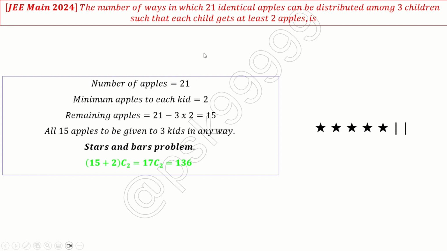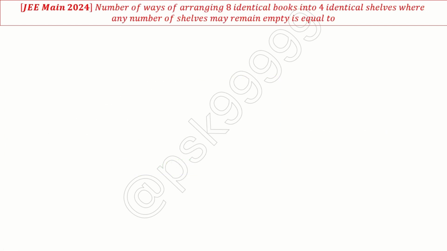Let's see the next problem. Number of ways of arranging 8 identical books into 4 identical shelves, where any number of shelves may remain empty, is equal to? If you look at what we have to do, you have to put 8 identical books in 4 shelves. So each shelf can have 0 to 8, any number of books. This problem looks very similar to the stars and bars problem, correct? So can we solve it that way? Look at the problem carefully and then decide.